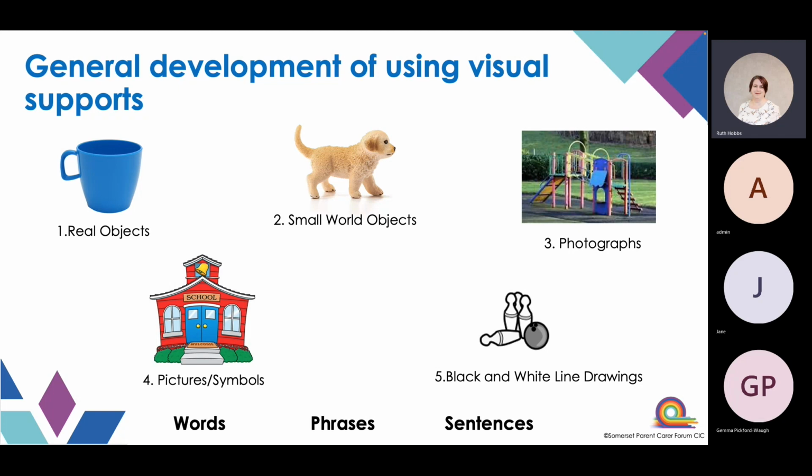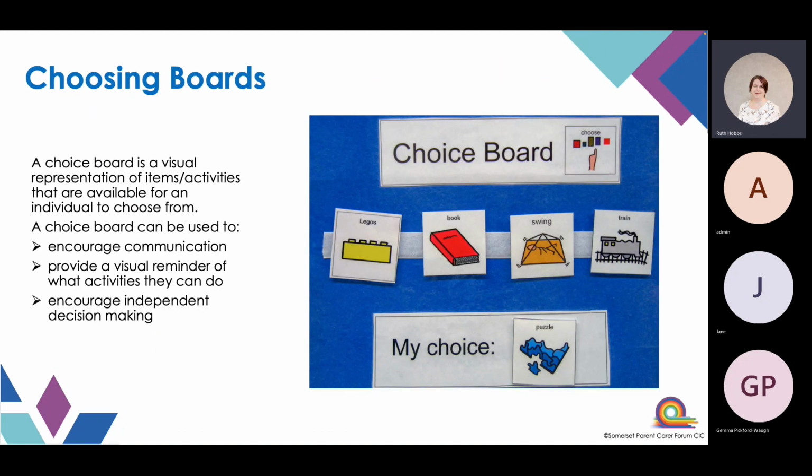So what we're going to do in this session is look at different ways that you can use visuals to support children and young people with their communication. The first one we're going to look at is choice boards. For a lot of children, it can be quite overwhelming to know what they want to do and to communicate with you what they want to do. So a choice board can be used to help them to make those choices.